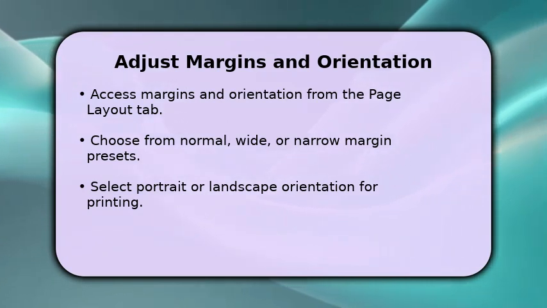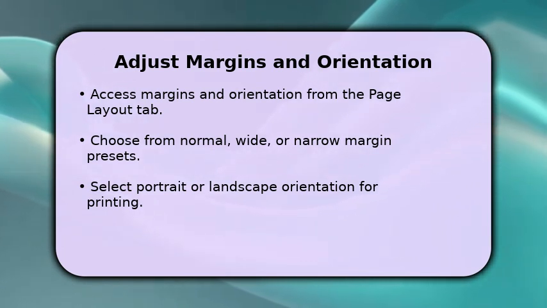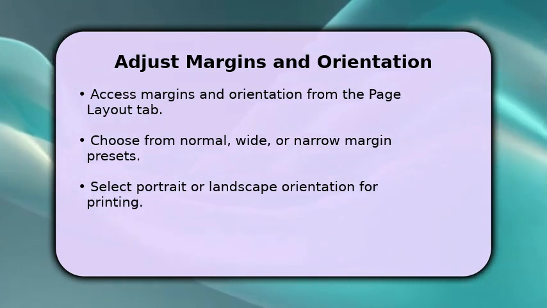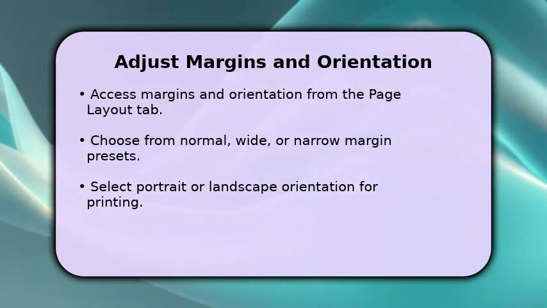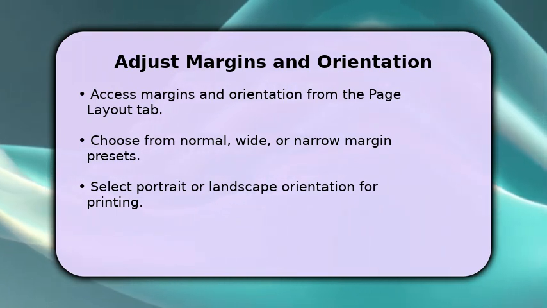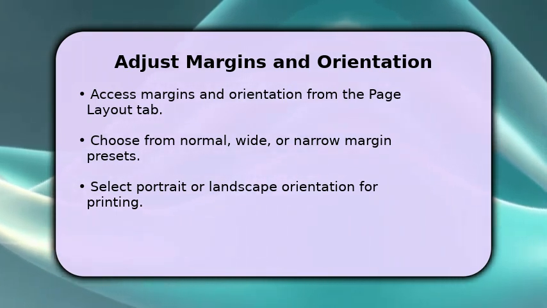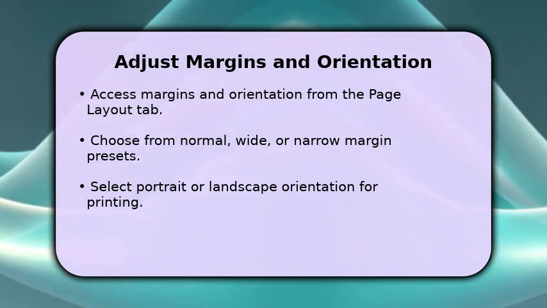Finally, let's fine-tune your page margins and orientation. On the Page Layout tab, you'll find options for margins and orientation. You can select from preset margins like normal, wide, or narrow, or define custom margins for precise control. Choose between portrait, which is taller than wide, or landscape, which is wider than tall, to best fit your data on the printed page. These adjustments ensure your content is perfectly aligned.